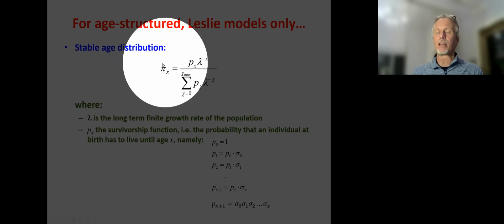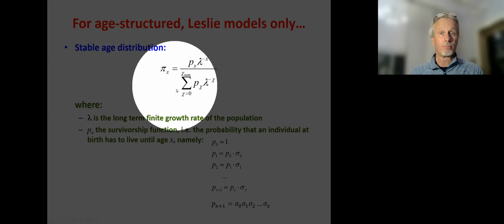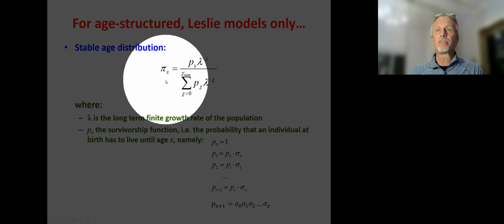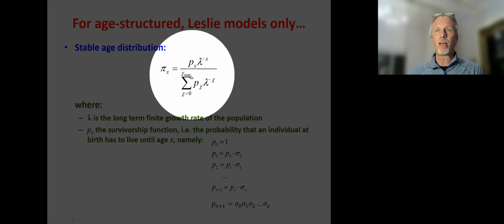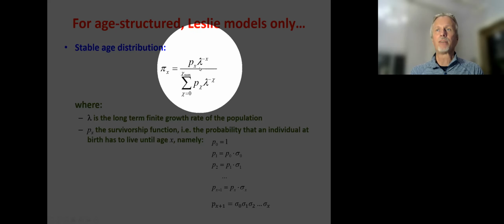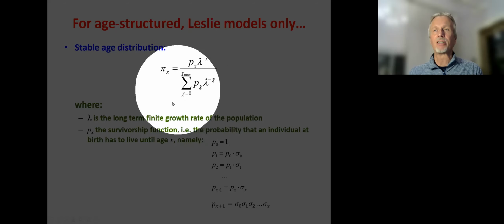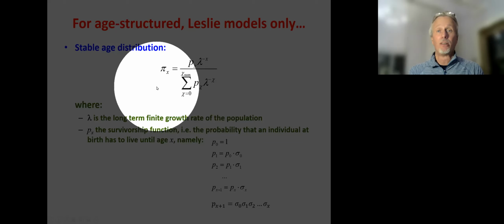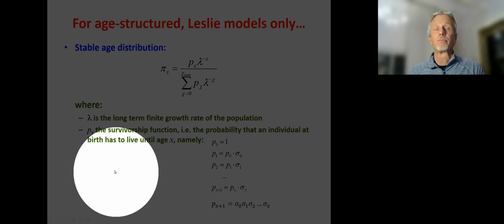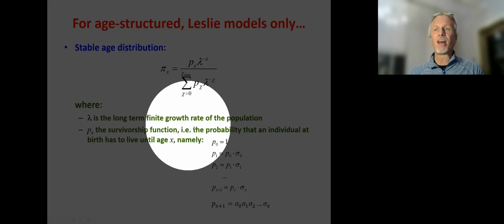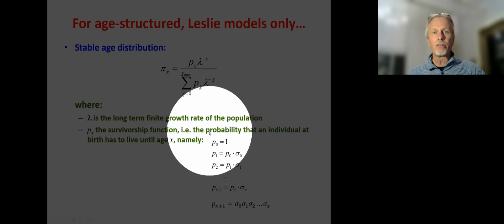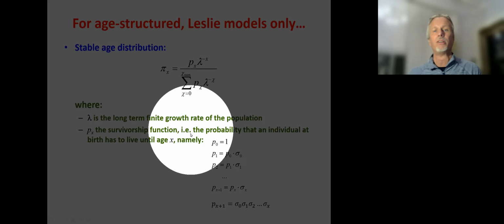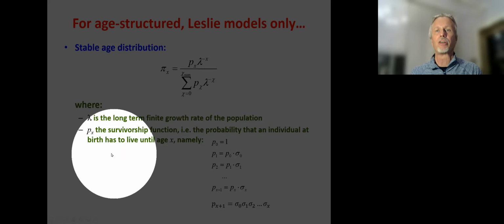In a simple model like the anchovy one with 4 equations, we can show analytically, with all the steps, that the age distribution at age x is proportional to this parameter P of x times lambda to the power of minus x, divided by a normalizing constant, because the sum of the pi of x over all the ages needs to be equal to 1. And lambda is the long-term finite growth rate of the population, the one that we simulated numerically before.